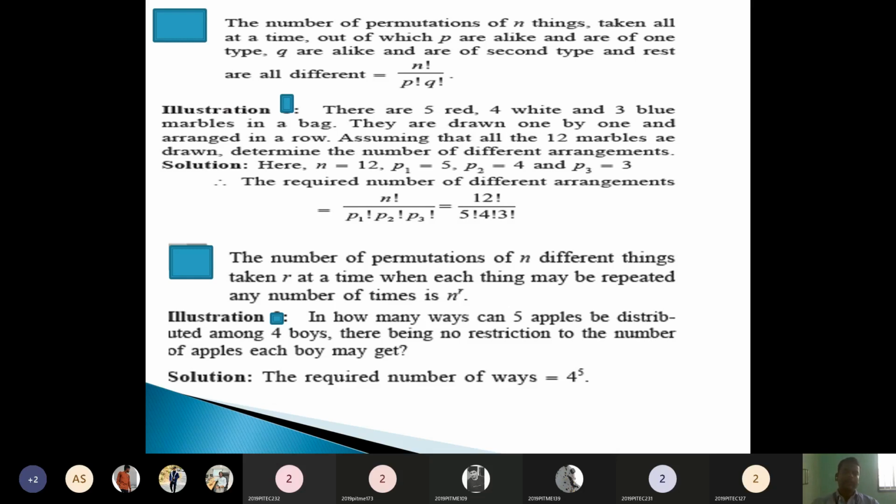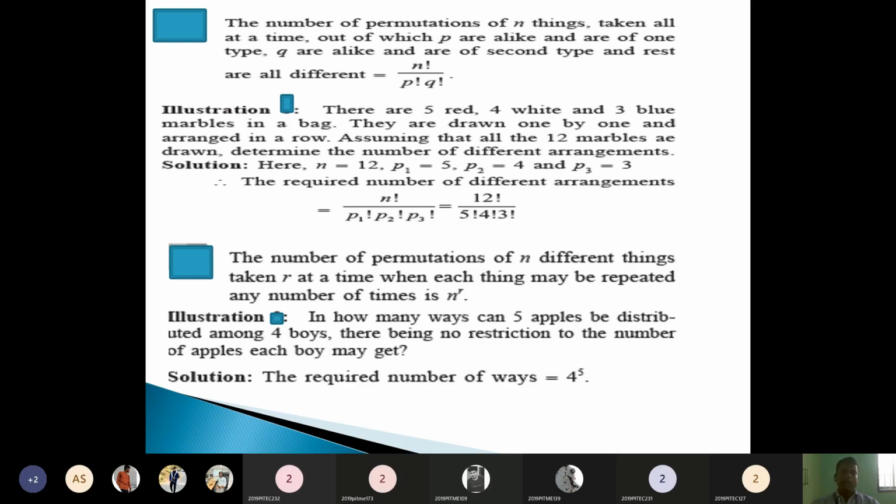The number of permutations of n different things taken r at a time, when each thing may be repeated any number of times, is n power r. So n different things are given. Take r at a time, when each thing may be repeated any number of times. For that, the permutation is n power r. Example problem.